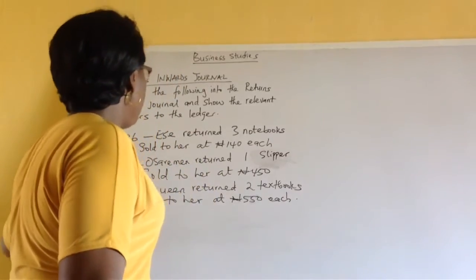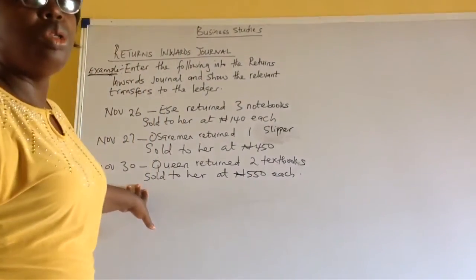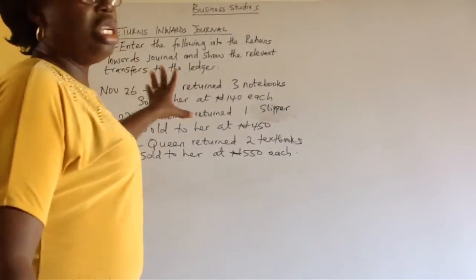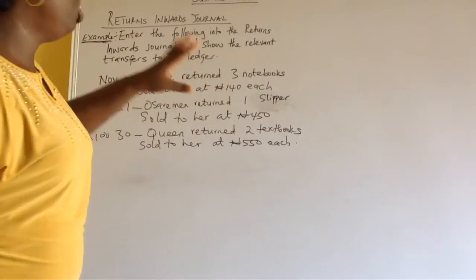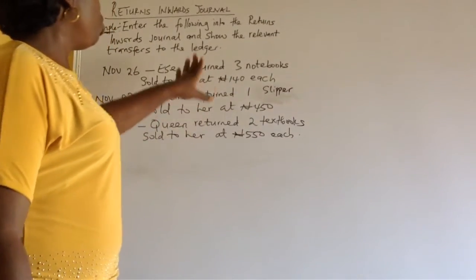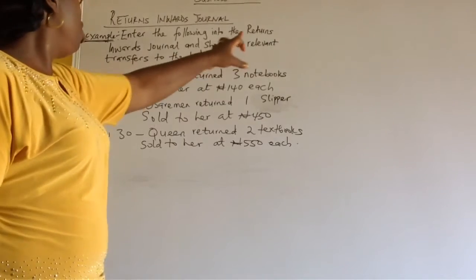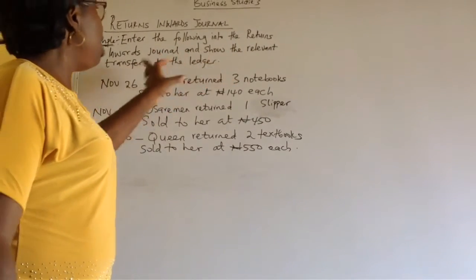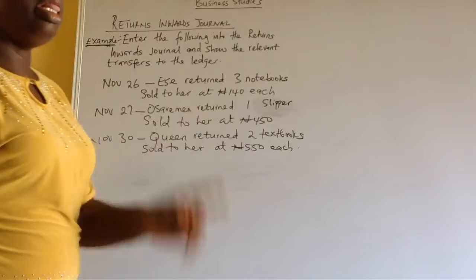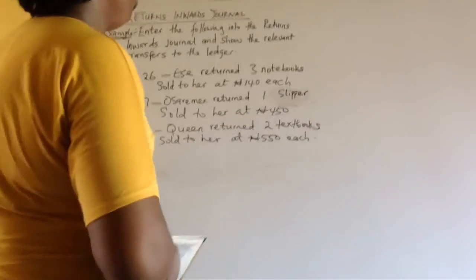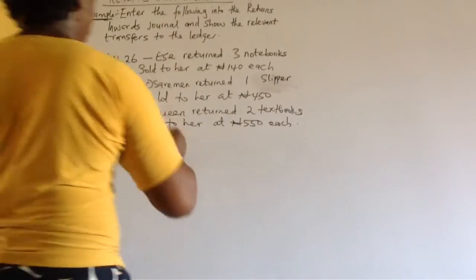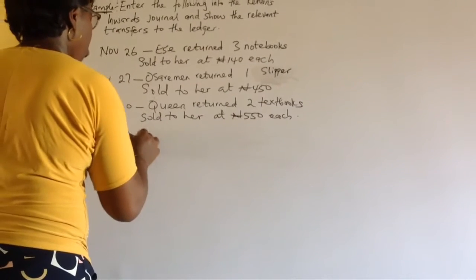Now we have an example here. We are going to use this example to see how such transactions are posted into the returns inwards journal. The question says we should draw out the returns inwards journal and show the relevant transfers into the ledger. So the first thing we'll do is to draw out the returns inwards journal.